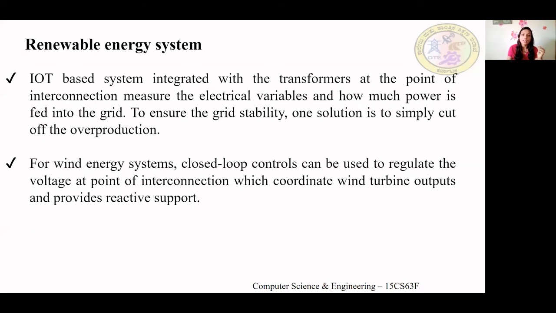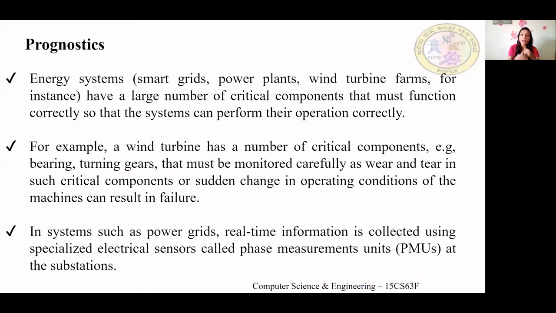And if you use IoT, what will happen? An IoT based system can be integrated with a transformer at the point of interconnection to measure the electrical variables and how much power is fed into the grid, and it also helps in grid stability. For wind energy, closed loop controls can be used to regulate the voltage at the point. Existing grid voltage fluctuation will be more; to avoid that, we can use an IoT system. So this is your second application.